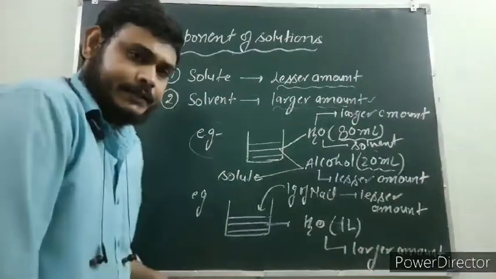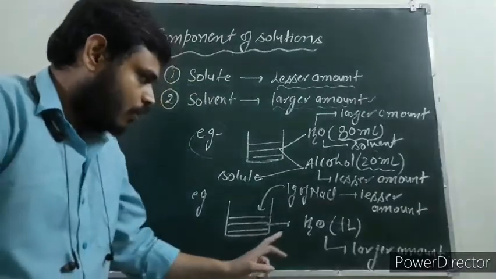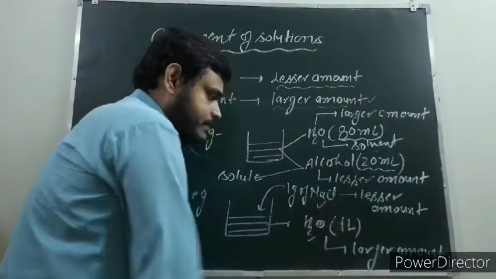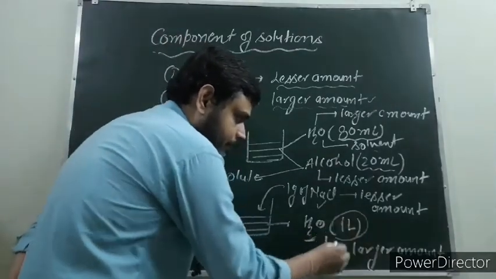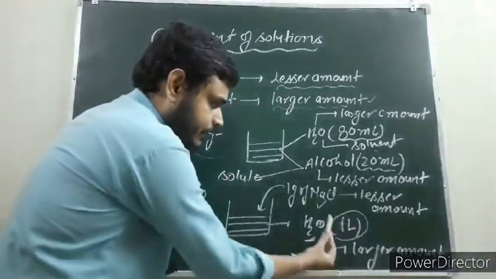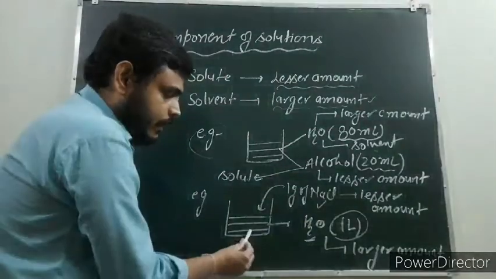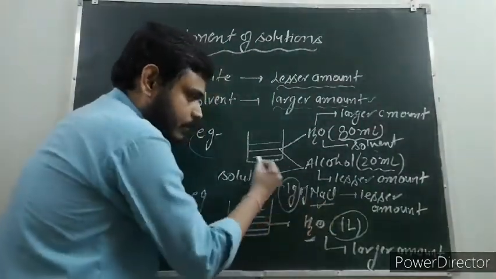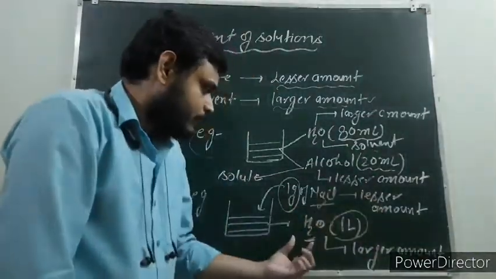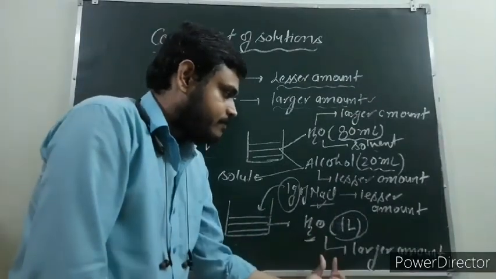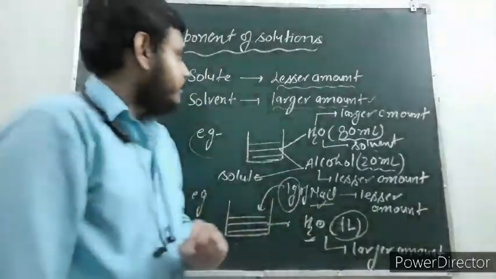Clear? In second example, this is the solution of water and NaCl. In this solution, the amount of water is 1 liter, which is present in larger amount as compared to NaCl, because the amount of NaCl is 1 gram, which is lesser in amount. So for this solution, water behaves as a solvent and NaCl behaves as a solute. Clear?